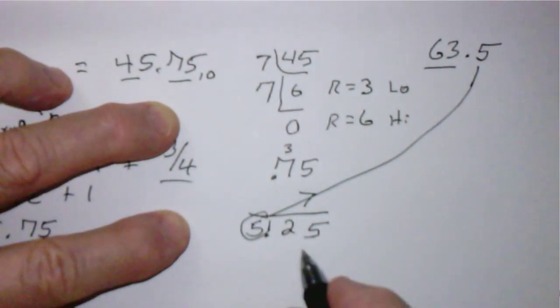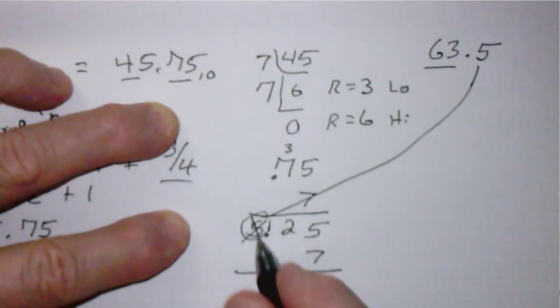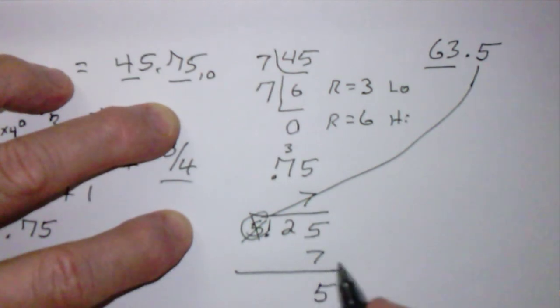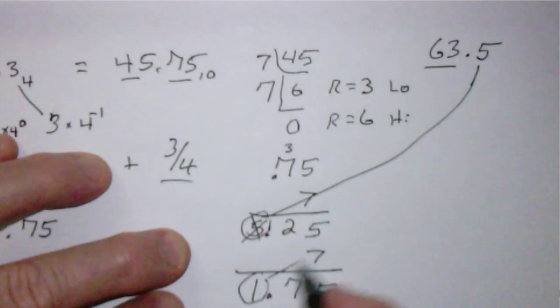And we're left with 7 times 0.25, because this now turns into 0. 7 times 5 is 35. Put on your 5, carry your 3. 7 times 2 is 14, and 3 is 17. So put on your 7 and your 1. And then the 1 goes up here.